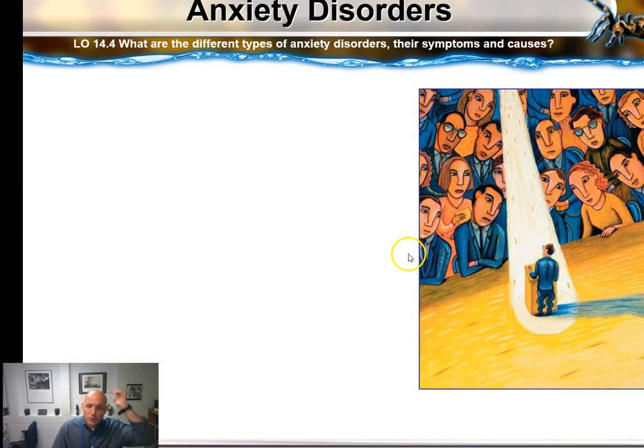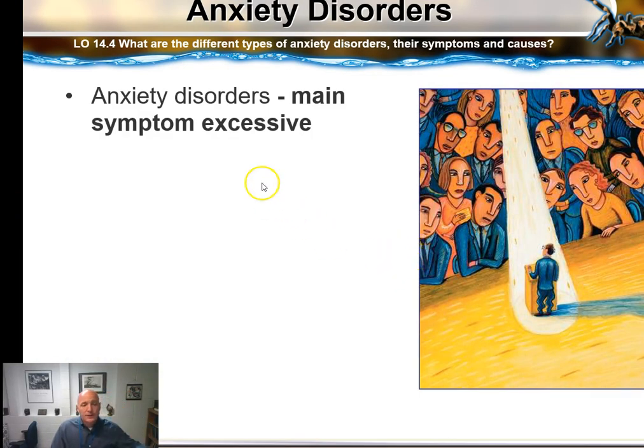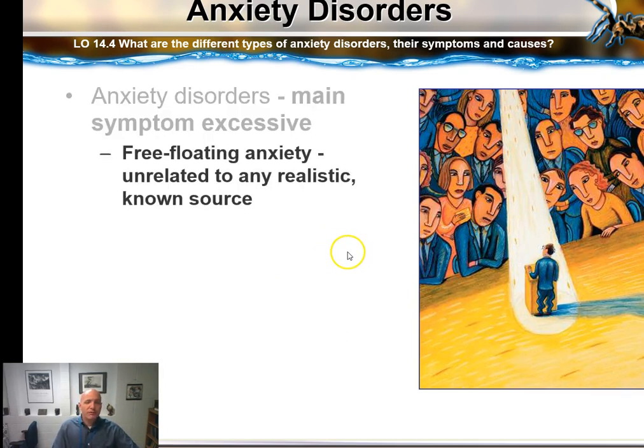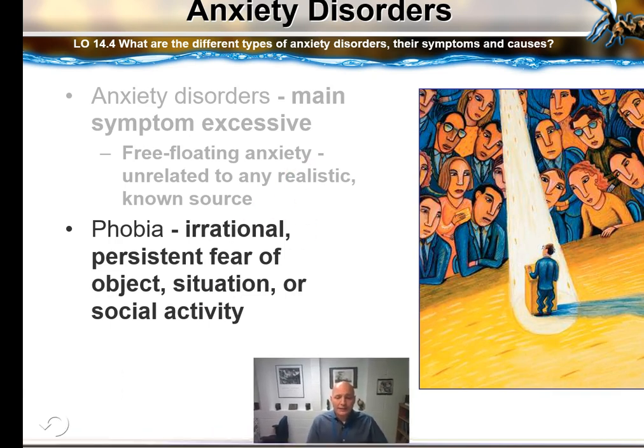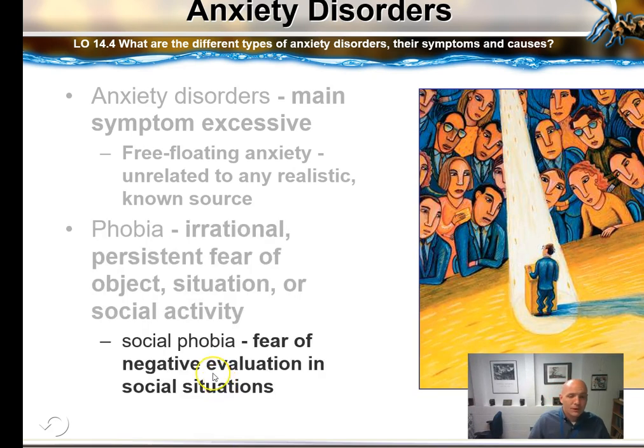So we're taking anxiety disorders first and just sort of making our way through this. Anxiety disorders, the main symptom is just excessive free-floating anxiety that's not related to any known or realistic source. This will include phobias. Many of my students report phobias over the years. Phobias would be extreme, unrealistic, and irrational, but yet persistent fears of a situation or a social activity. This really stems from a fear of negative evaluation in social situations.